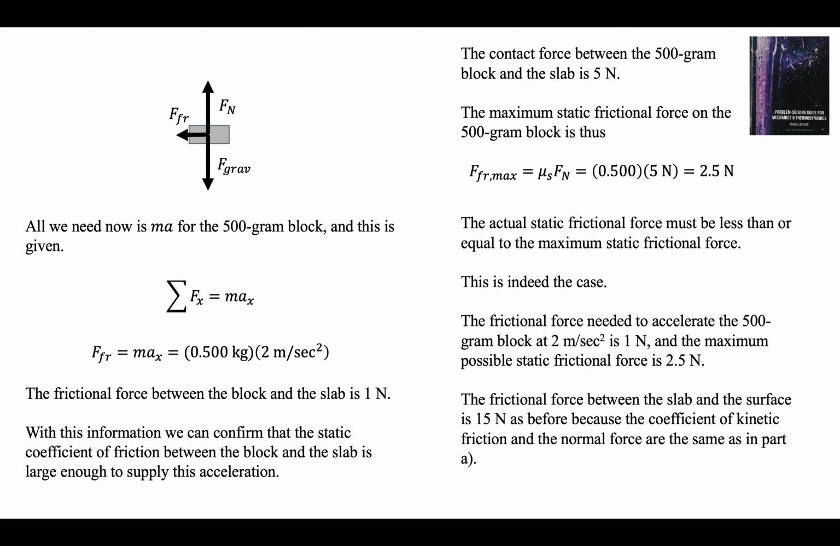The frictional force between the slab and the surface is still 15 newtons, the same as it was in Part A. The reason is because the coefficient of kinetic friction is the same and the normal force is the same. It's 0.6 for the coefficient of kinetic friction, and the normal force is still 25 newtons. So the frictional force between the slab and the surface is the same as it was in Part A, 15 newtons.